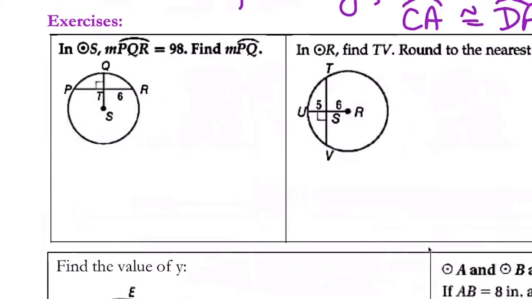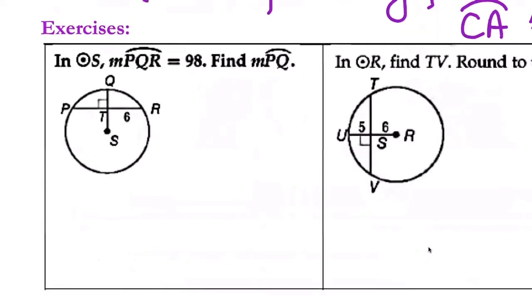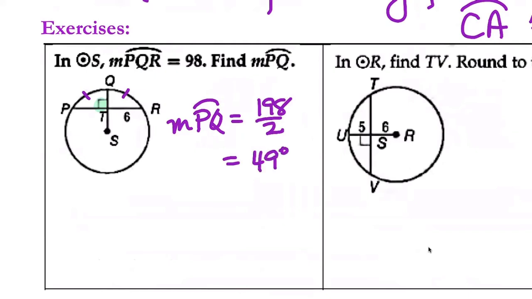Okay, so we have the measure of arc PQR is 98. Now, because this is a right angle, that means that arc is being bisected. So the measure of arc PQ is going to be just half of 98, so 49 degrees.